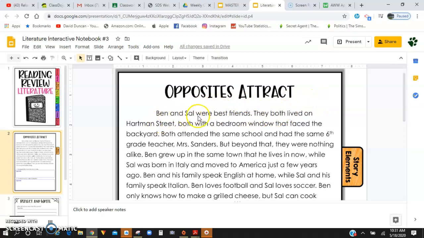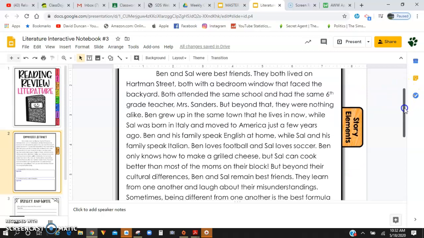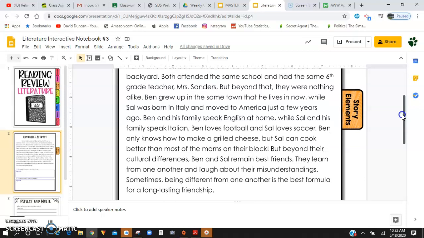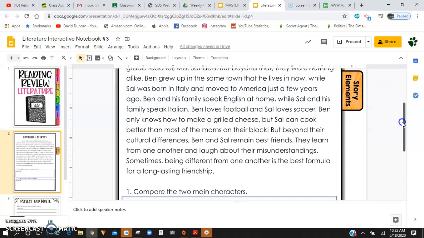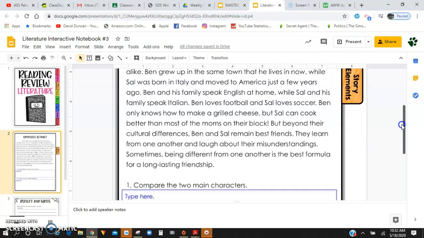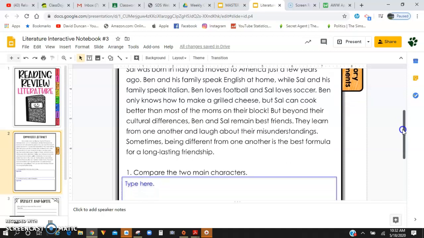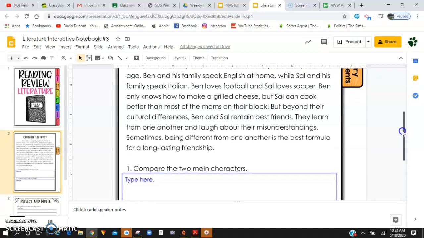And it says, Ben and Sal were best friends. They both lived on Hartman Street, both with a bedroom window that faced the backyard. Both attended the same school and had the same sixth grade teacher, Mrs. Sanders. But beyond that, they were nothing alike. Ben grew up in the same town that he lives in now, while Sal was born in Italy and moved to America just a few years ago. Ben and his family speak English at home, while Sal and his family speak Italian.